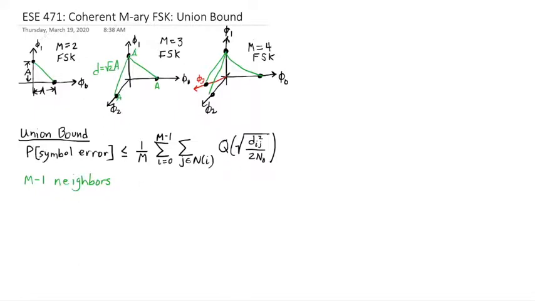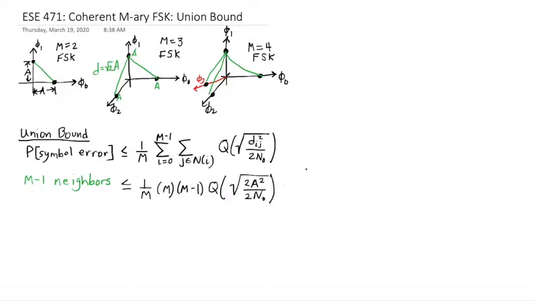All these distances are going to be the same, so all these Q function terms are going to be the same. So when we write this expression again, we're going to have 1 over M. We're going to have the same exact Q function. So we're going to multiply by capital M different symbols, and we're going to multiply by the neighbors of each symbol, which is, like we just said, M minus 1 neighbors, and the Q function with the distance being the square root of 2a, that quantity squared. So I'm going to have 2a squared divided by 2N0.